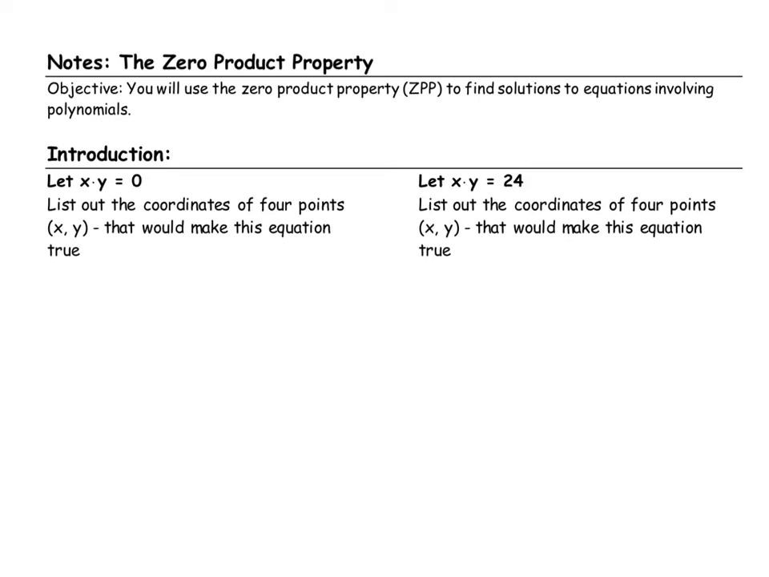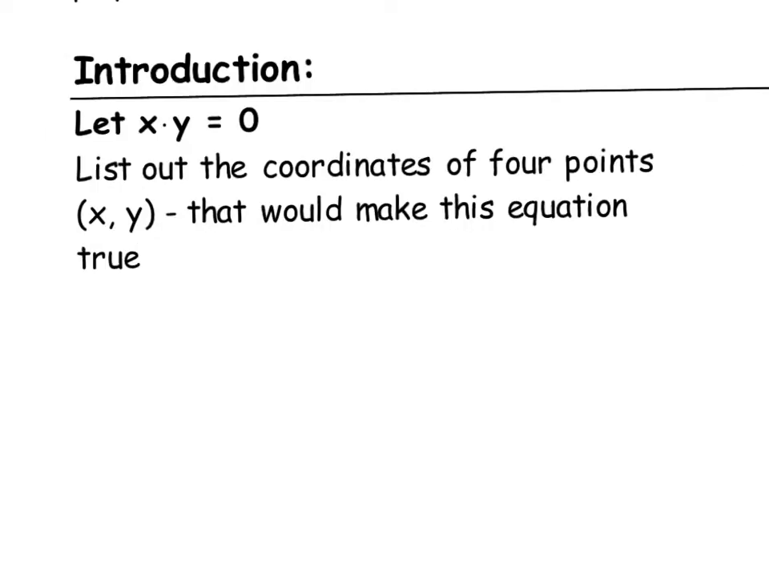Today's lesson will be about solving quadratic and polynomial equations using something called the zero product property. So we will start by learning what the zero product property is and how it can help us solve equations. Let's take a look at the equation x times y equals 0. To find solutions to this equation, I'm looking for an x and a y value that will make it true.